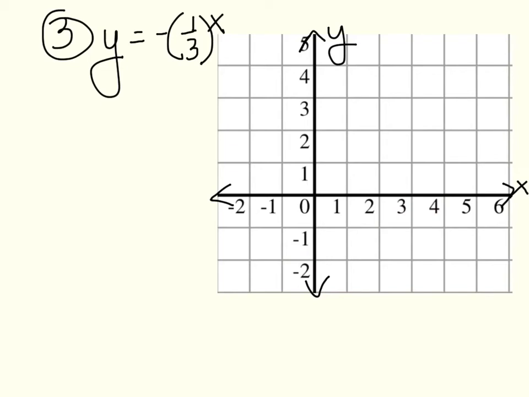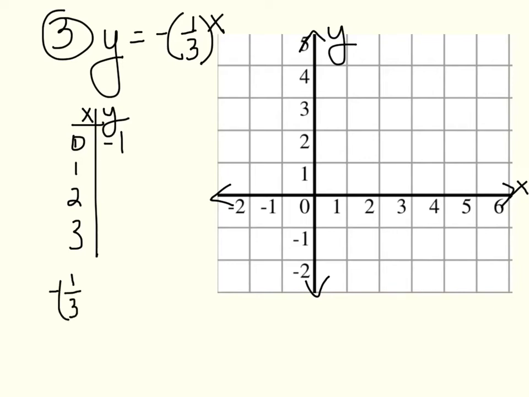So I'm going to make a t-table. So let's just plug in 0, 1, 2, and 3. Okay, we plug in 0. 1/3 to the 0 power is just 1. This negative is here, so we're going to get -1. Now if we plug in 1, 1/3 to the 1 power is just 1/3. 1/3 times negative is -1/3.